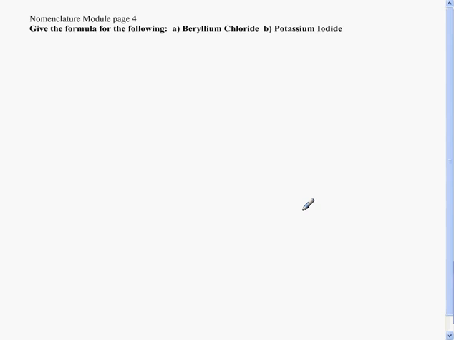Formula for the following: A, beryllium chloride, and B, potassium iodide. How we do this is we need to look at the crisscross rule. So for beryllium chloride, let's write out the two component elements.